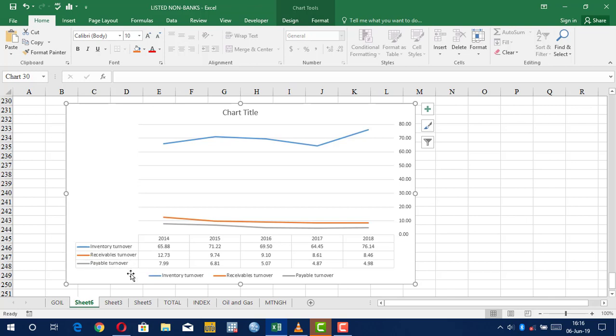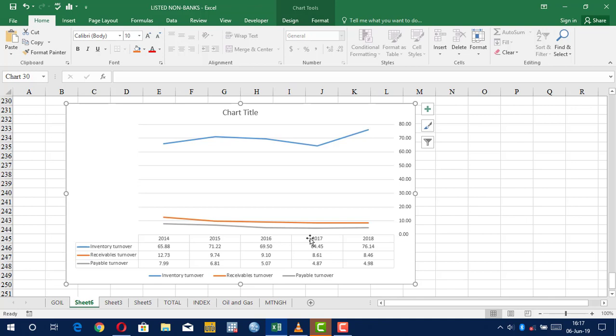Payables, you are looking at the number of times the company, GOIL, pays up its debts to suppliers. Let's look at 2014. As at 2014, it stood at 7.99 times. So they paid their suppliers 7.99 times. Then in 2015, it reduced to 6.81 times. And in 2016, it reduced to 5.07 times.